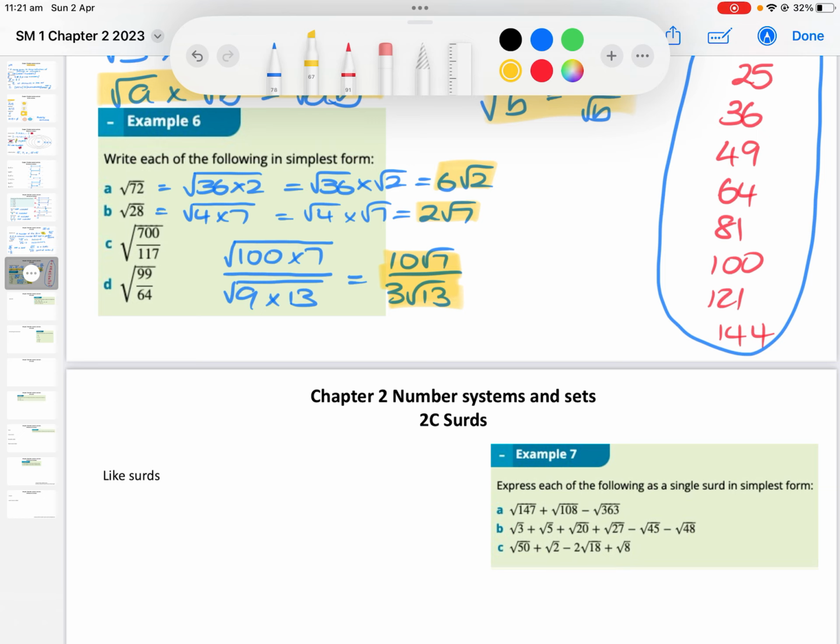And am I happy with that? Yep, they've just written a little different way. If you look in your book, they wrote it as 10 over 3 square root 7 over 13, but that's exactly the same thing, so I'm happy with my answer.